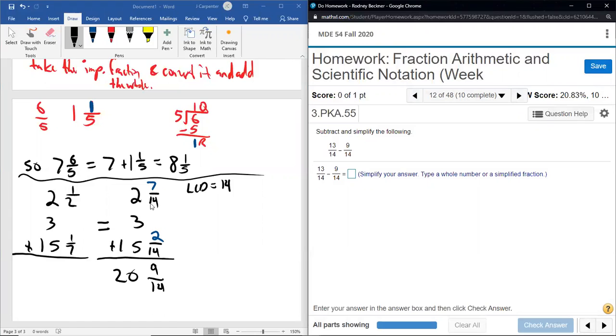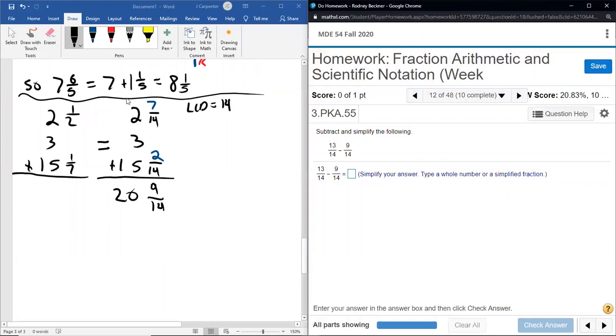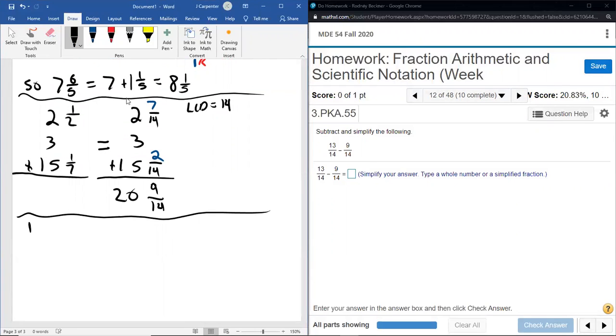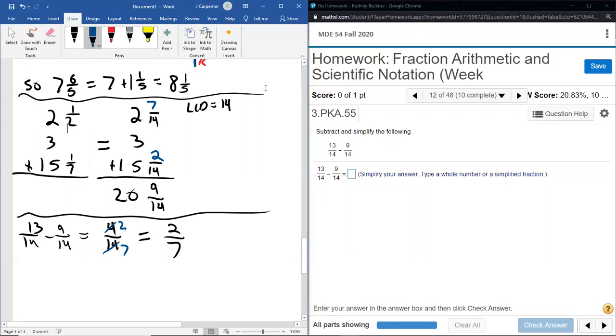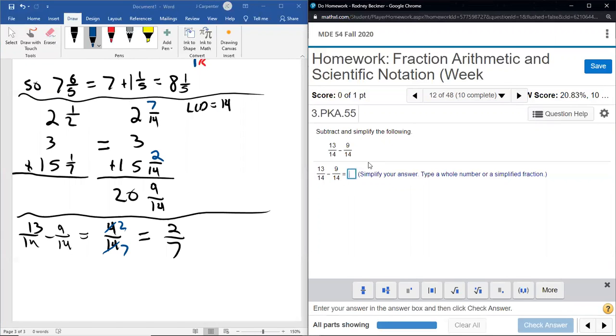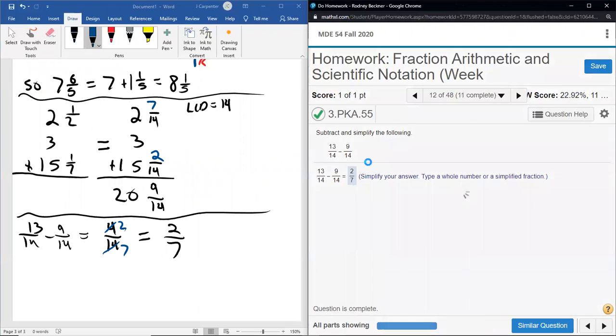All right, subtraction, nothing really too crazy for this first one. 13 over 14 minus 9 over 14, same as adding. The bottoms match, just subtract the tops. 13 minus 9 is 4, so you get 4/14, which reduces to 2/7 because 2 goes into both 4 twice and 14 7 times. Don't worry, this will get harder. Here we go.